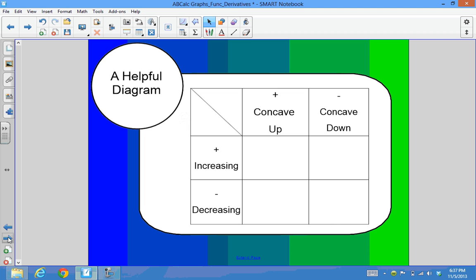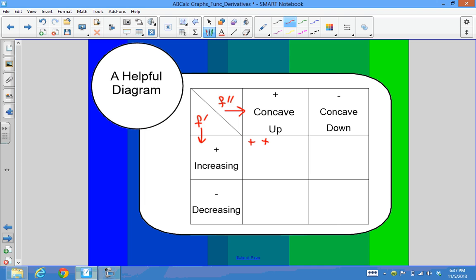We want to put down a helpful diagram, and this will be the last thing that we do. Concavity has to do with my second derivative, so I want to be sure that I know that. Right here, my first derivative is going to be going this way. If I have something increasing and concave up, where both things are positive, then my signs are the same.